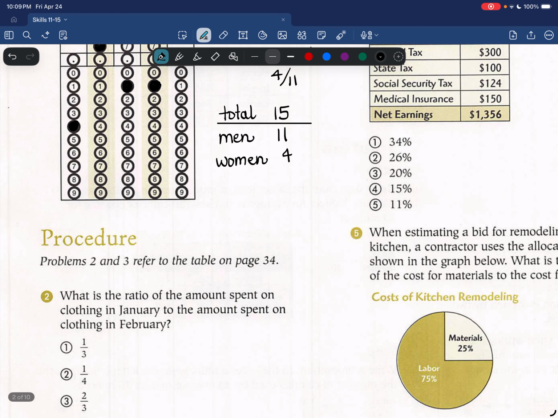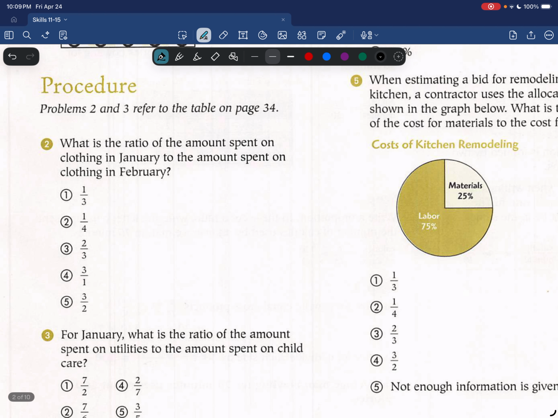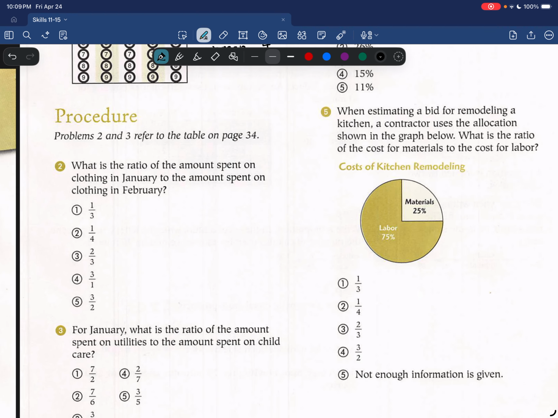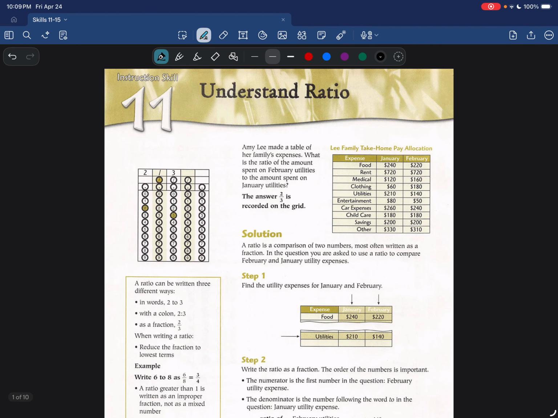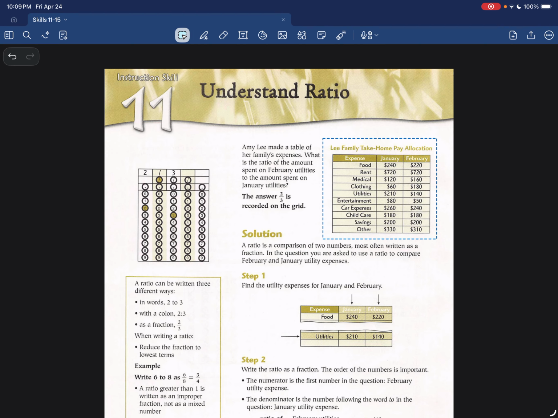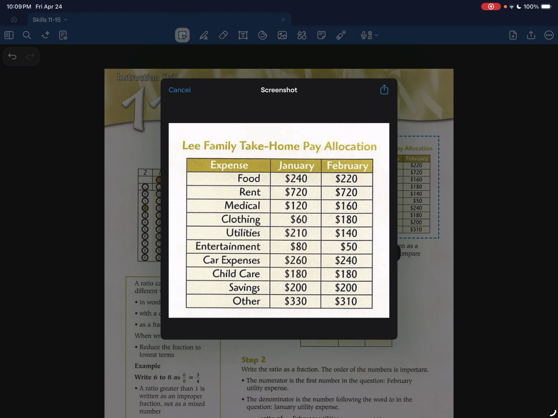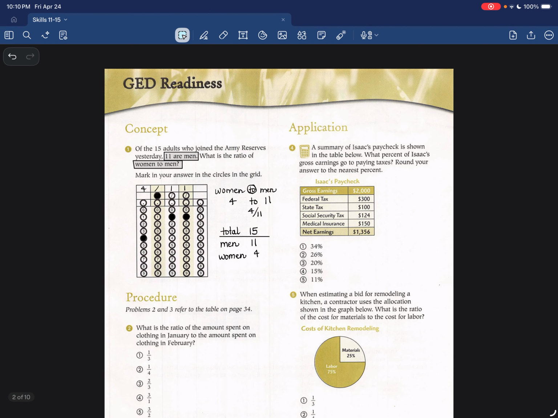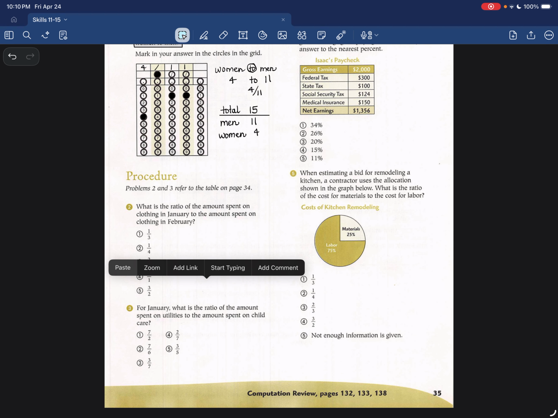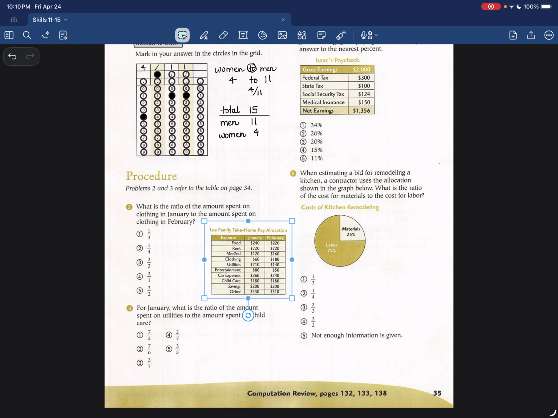Here is a procedural question. Problems 2 and 3 refer to the table on page 34. So I'm just going to jump back over here and take a quick picture of this. You are able to turn back to the page previously. I cannot do that quite as simply, so let me just take a picture of it and then we'll have it saved so that we can work with it on the next page. So here, I will paste it right here for the moment.